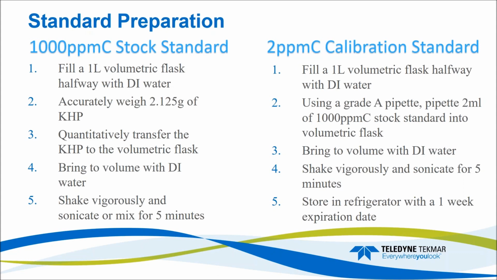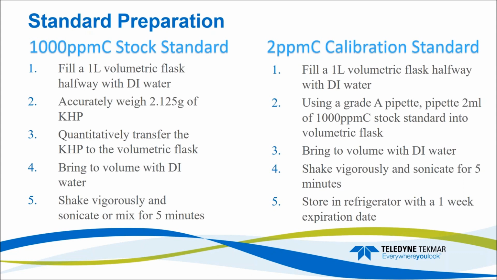So basically, you take another 1 liter volumetric flask, you fill it halfway with DI water, and using a grade A pipette, don't use a grade B. We want it to be as accurate as possible. And I do like the to-deliver ones personally. You pipette 2 mL of that 1,000 ppm stock solution into the volumetric flask. You bring to volume with DI water, which means fill it to the line. You shake vigorously and sonicate for 5 minutes, again to make sure it's homogeneous. And then you can store that in the refrigerator for up to a week. It is important that you store it in the refrigerator just to impede any bacterial growth.